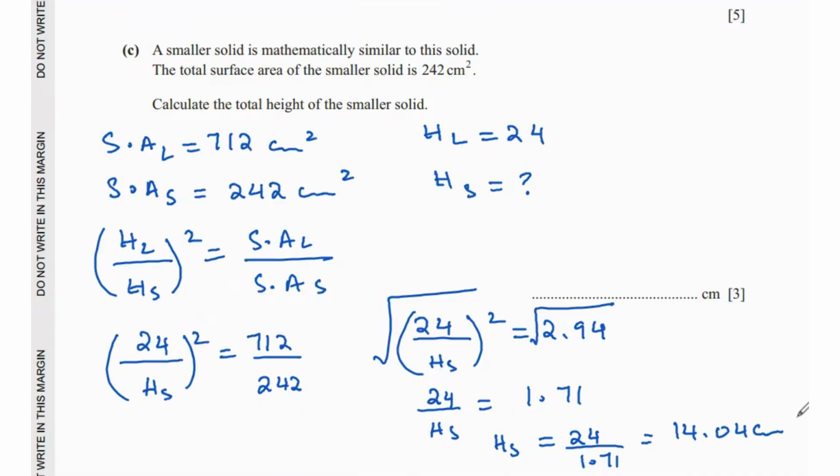So since they're both similar shapes, you need to remember that when we talk about area in similar shapes, the ratio of the lengths squared is equal to the corresponding ratio of the areas. So that's why the height of the larger solid divided by the height of the smaller solid, whole squared, equals the surface area of the larger solid divided by the surface area of the smaller solid. And that gives us 14.04 as the height.